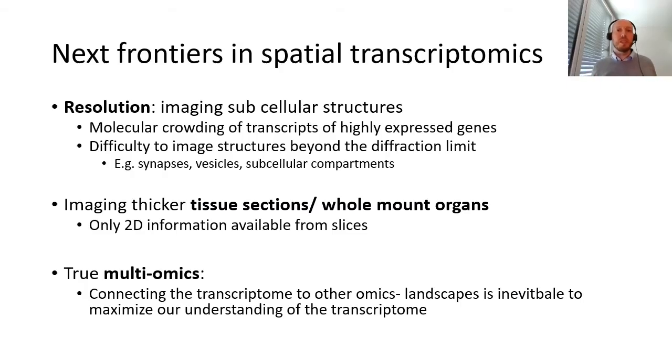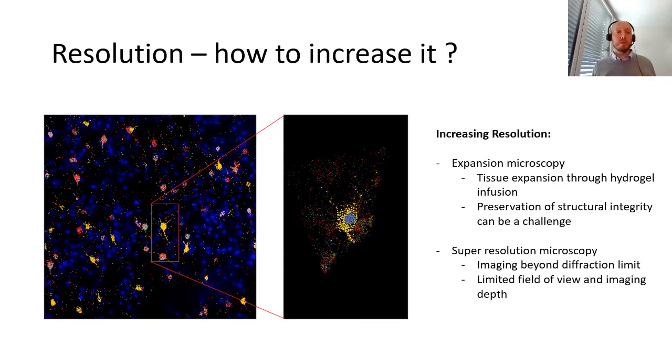So now that we've seen that spatial transcriptomics has come a long way, it is time for us to look at what is next for the field. And here we want to highlight three main points: increasing the resolution, the dimensionality, and the integration of data from other omics spaces. So let's start with the resolution.